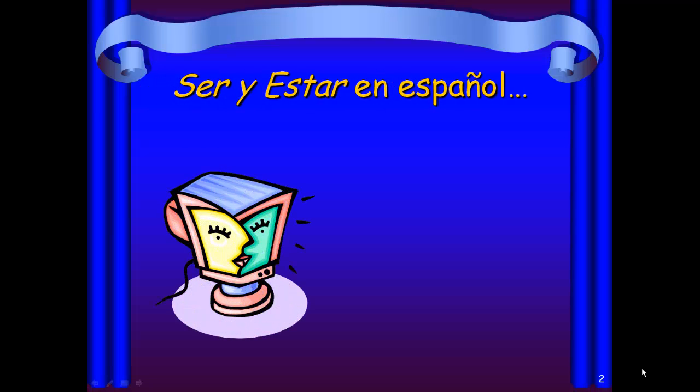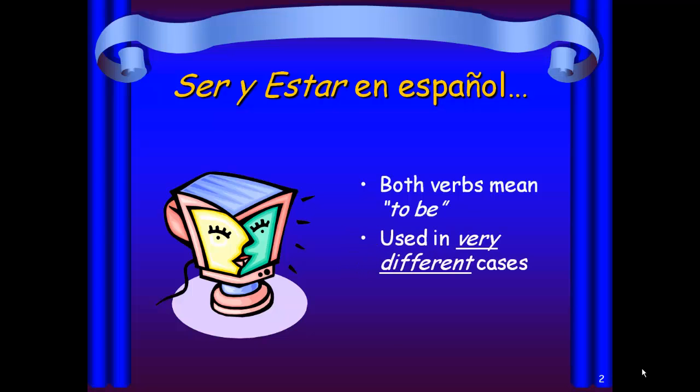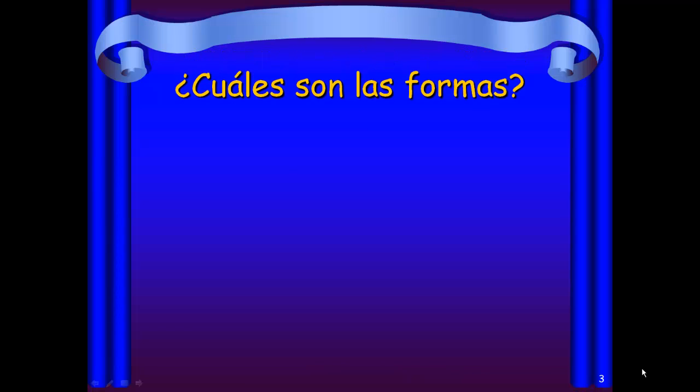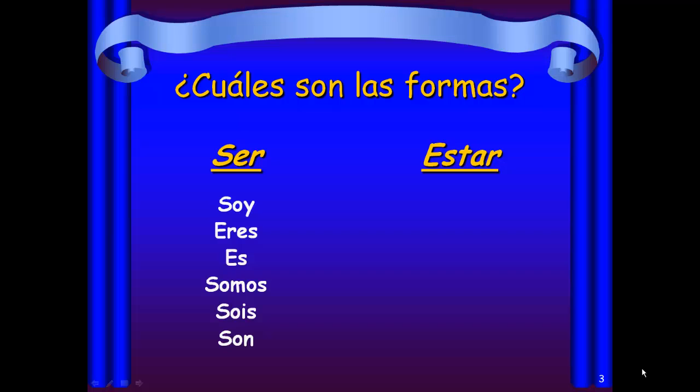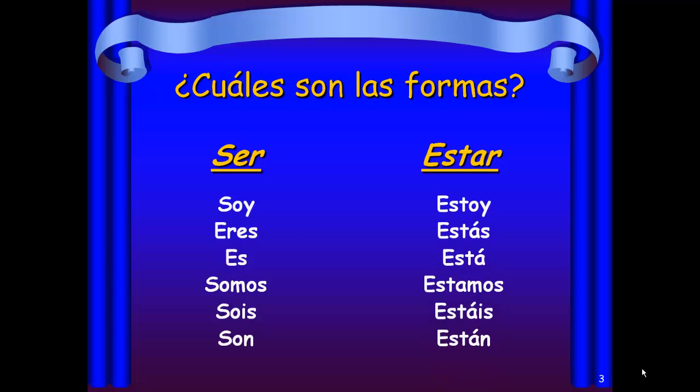First, ser y estar en español both mean to be, but they're used in very different situations. Even though both of them have regular conjugations, the forms shouldn't be too difficult for you now, so we'll briefly review those first. Ser: soy, eres, es, somos, sois, son. Estar: estoy, estás, está, estamos, estáis, están.